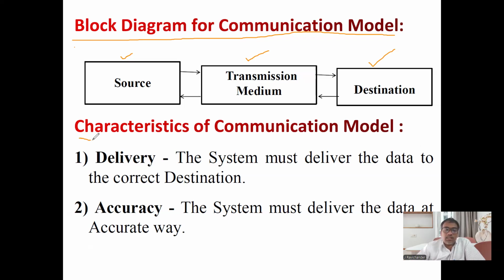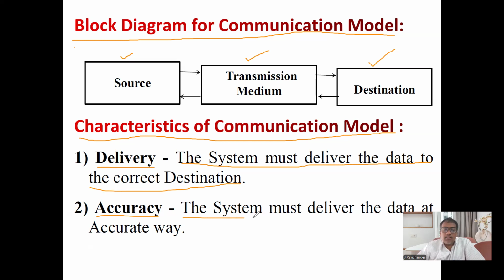Now, characteristics of communication model. One is delivery of the data. Second one, accuracy of the data. So first we will discuss delivery. The system must deliver the data to the correct destination. So the delivery should be perfect.